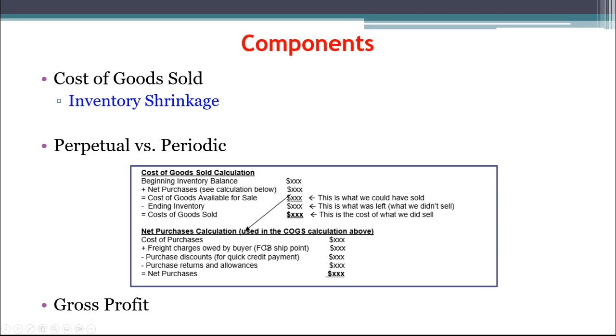Now the net purchases calculation is very similar to the net sales calculation. It's the original cost of the purchase, plus we're adding in any freight charges that we had to pay. We're subtracting out discounts, we're subtracting out returns and allowances, and we get a net purchase figure.